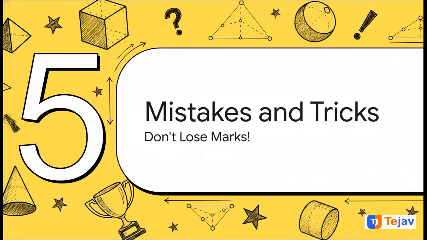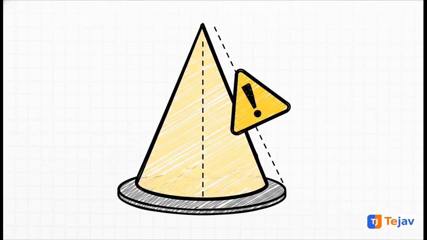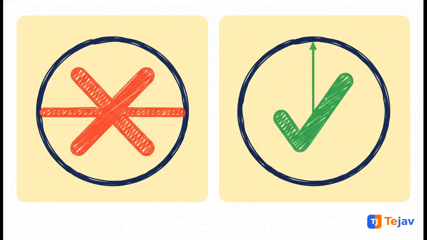Section 5. Common mistakes and tricks. Don't lose marks. Listen, even the smartest students trip up on these classic mistakes, but after today, you won't. First up, do not forget the 1/3 in the cone volume formula. Second, always double-check if the question gave you the vertical height or the slant height. They are not the same thing. Third, watch your units. Area is squared, volume is cubed. And finally, when you're doing the actual calculation, don't forget to actually square or cube the radius before multiplying by pi.